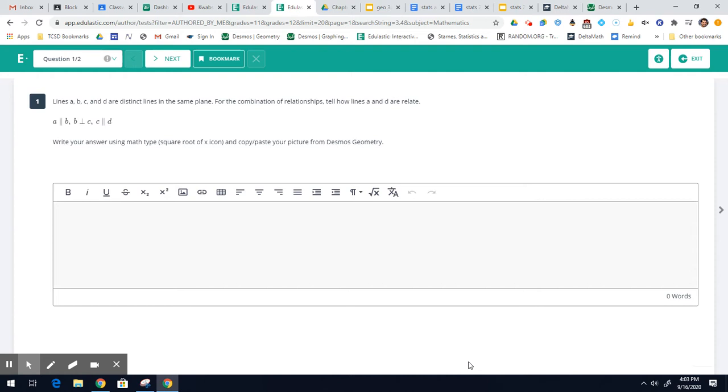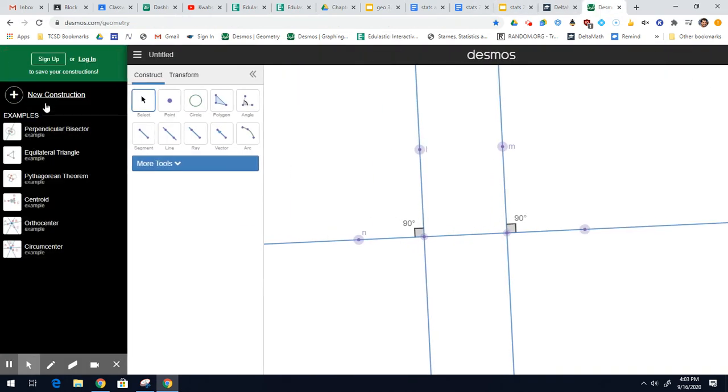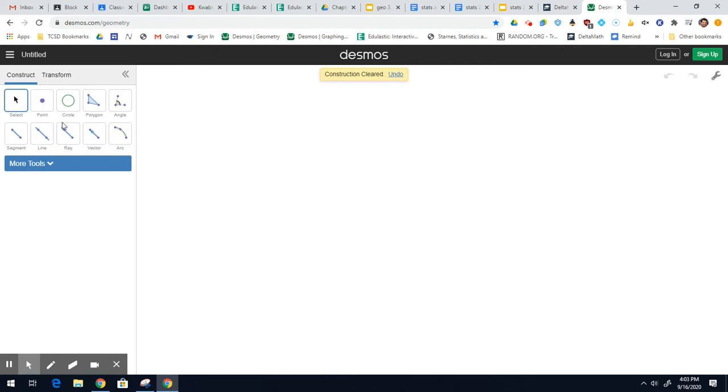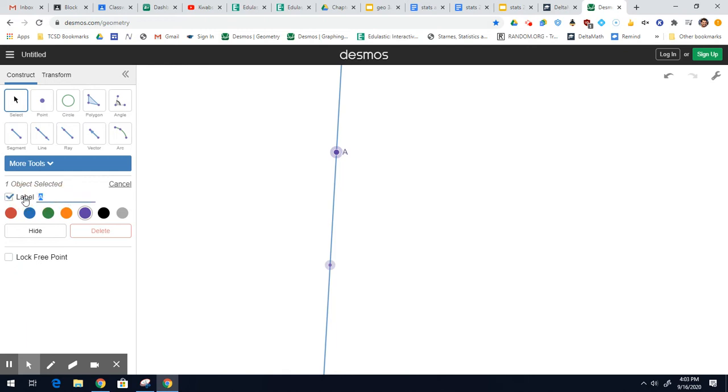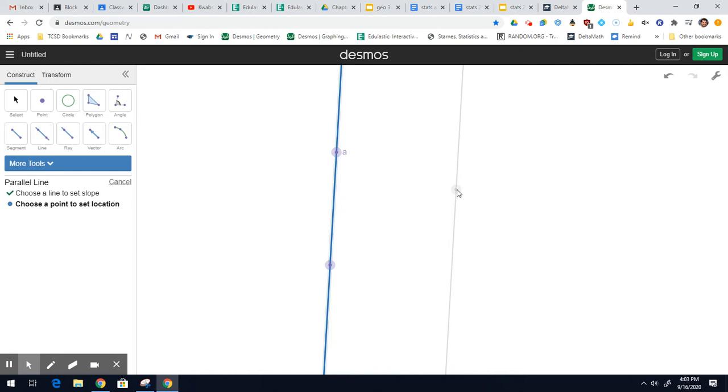It says write your answer using MathType, which I'll show you, and then copy and paste your picture from Desmos Geometry. So we're going to draw this in Desmos. I wrote them down so that you'll know. It says A is parallel to B. So let's create A. Again, bad form, but I'm going to do it so I can label them A. More tools, parallel to B.